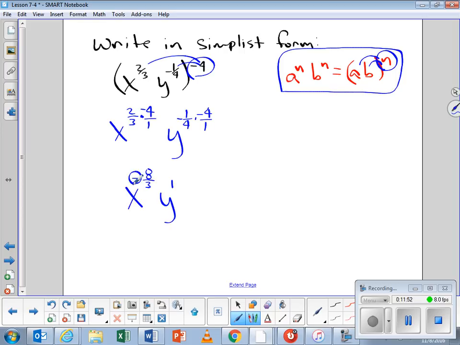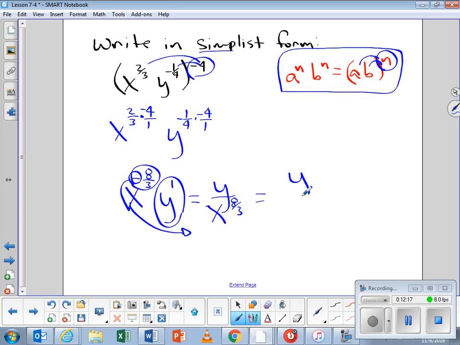Now, if they want this left in rational form, they would want you to deal with this negative. In this case, they're saying write it in simplest form. So this is positive, so that stays in the numerator. I don't need to write the 1 there, do I? No. Okay. And this is negative, so it means I move this down to the denominator. So I get x to the positive 8/3. I'm going to rewrite that so it's easier to see. Okay.